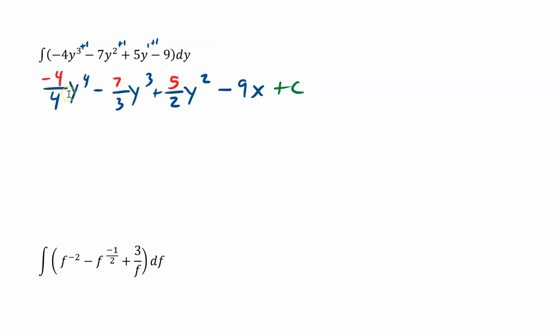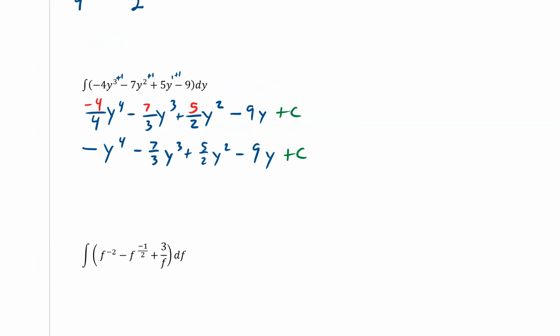So this is going to give us negative 1. We should probably simplify it first. So negative y to the 4th minus 7/3 y cubed plus 5/2 y squared minus 9, and that is a y, not an x. Y and plus c.